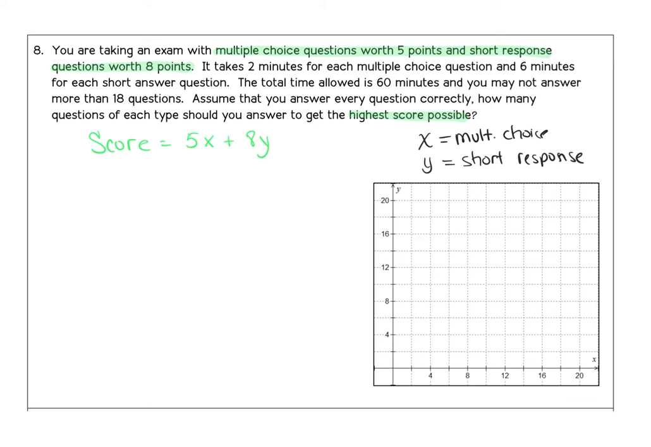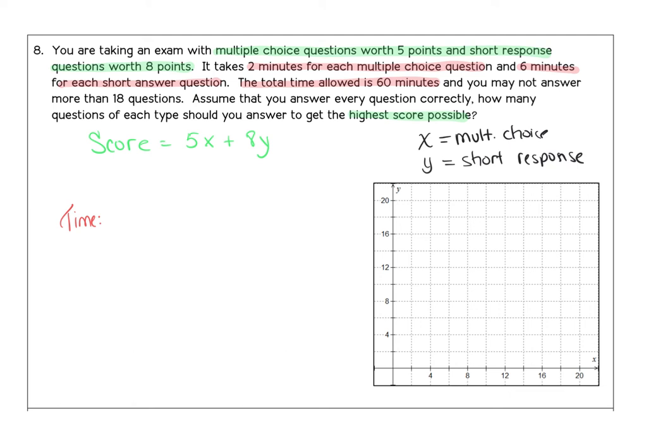My limitations are time and the number of questions I can answer, which seems an odd limitation on a test, but whatever. All right, so time. Time is a limitation, even if you have to write the word time. What is my limitation on time? Well, it takes 2 minutes for a multiple choice, 6 minutes for a short answer. The limitation is the total time allowed. So how do I write that out?